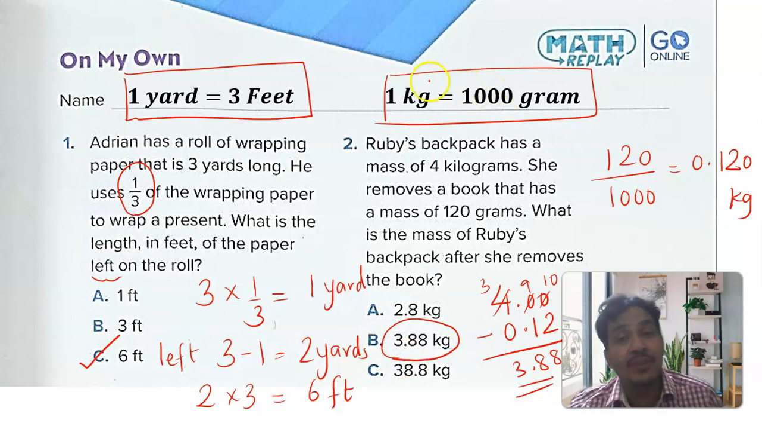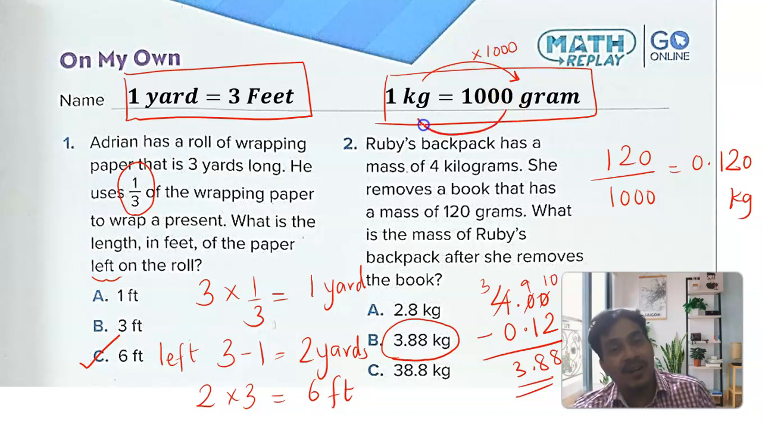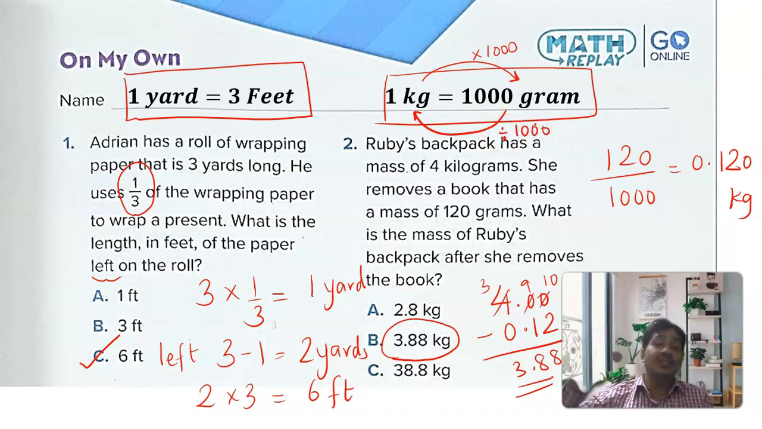But you should know that when you go from kgs to grams, you have to multiply by 1000. And if you go from grams to kgs, you have to divide by 1000. You should know this by memory before going to the exam. Okay, let's see the next one.